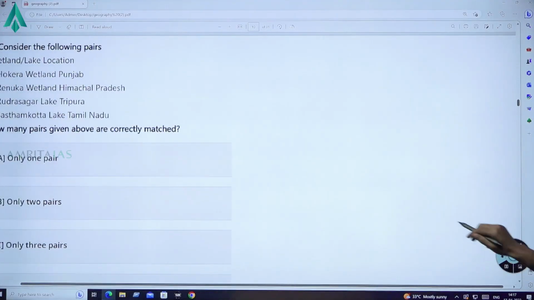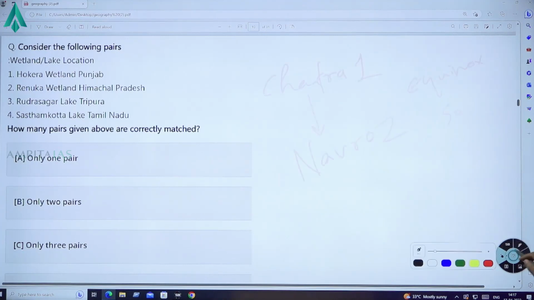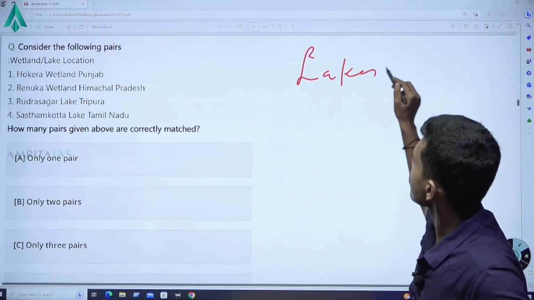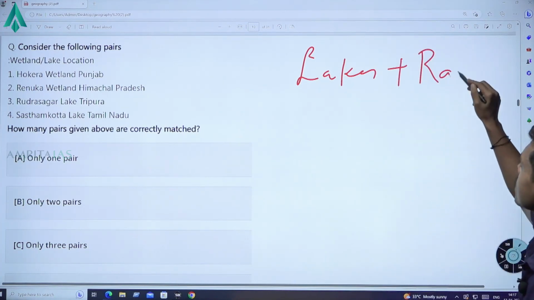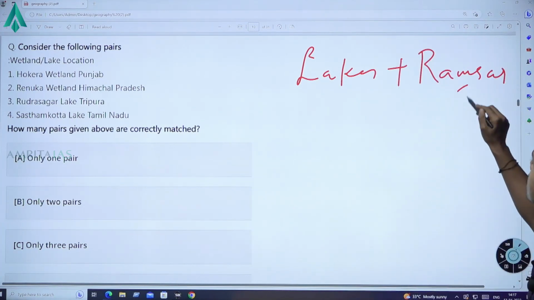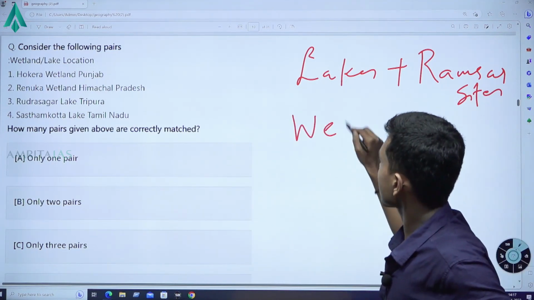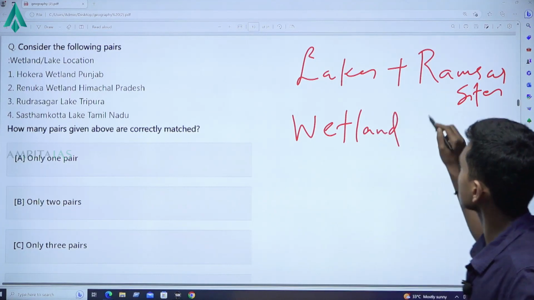Then they had asked about the wetlands, basically Ramsar sites, lakes, Ramsar sites. You should know about the wetland conservation rules.